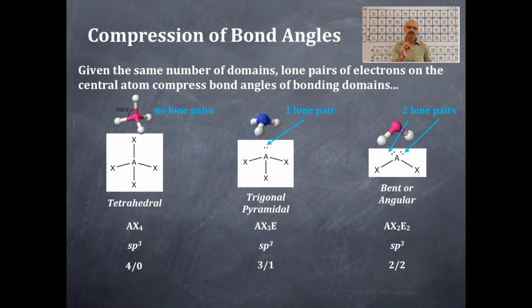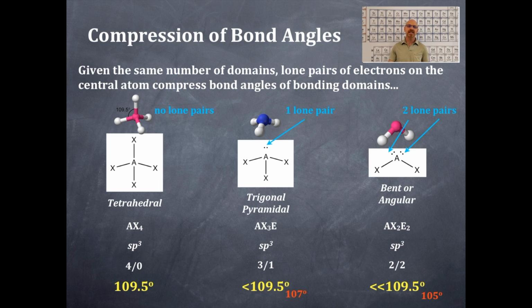So take a look at each one of these structures here. The tetrahedral structure, a good example of that would be CH4. There are no lone pairs. The trigonal pyramidal structure, a good example of that would be NH3, which is ammonia. And then the far right-hand one, which is bent or angular, a great example of that would be water. On the far left-hand one, which is tetrahedral, there are no lone pairs on that central element. In the trigonal pyramidal, there is 1 lone pair on the central element, and in the bent or angular, there are 2 lone pairs. I've delineated that with the blue highlights there.